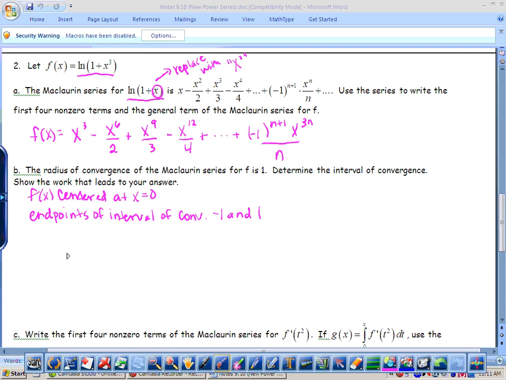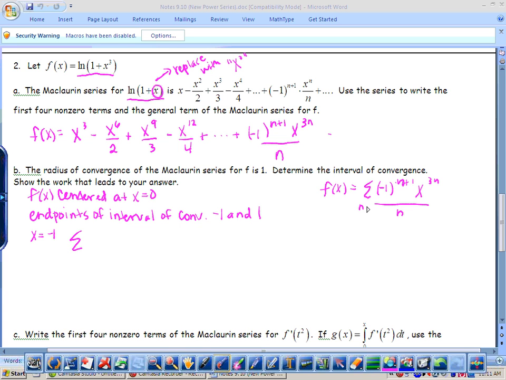All right, so to find the interval of convergence, I have to test my endpoints. So when x equals -1, my series is going to be, one of the reasons that they have you write this general term is because another way to write f of x, and they don't expect you to do this in part A, is just the sum of that general term.